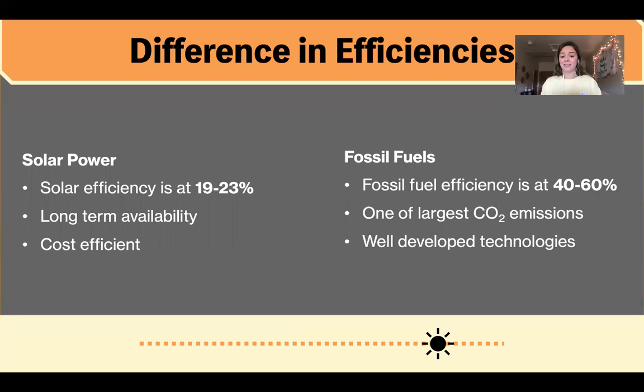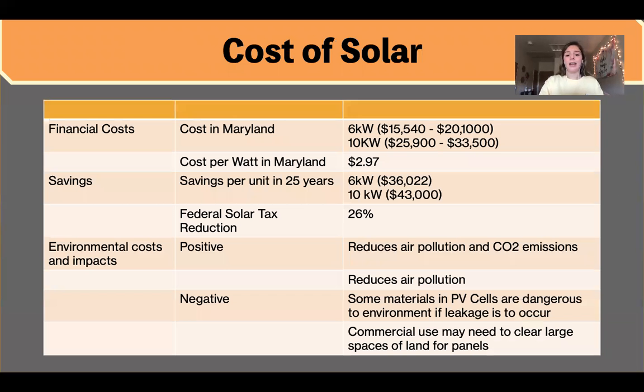The bad side of fossil fuels is that it's one of the largest CO2 emissions, but it does have one of the most well-developed technologies since we've been using it for centuries. Now, here are some of the costs. The biggest thing when you go solar is that you get a federal solar tax reduction of 26%. Now, in the end, you're paying cost per watt in Maryland, which is $2.97.